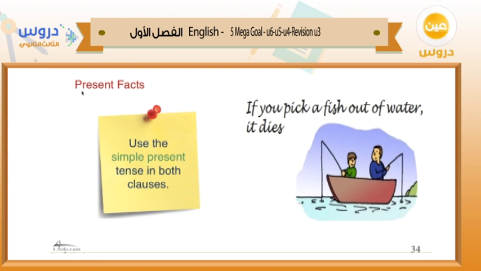First of all, we have present facts. For example, if you pick a fish out of water, it dies. Of course, this is a fact, and the fact here happens in the present. So here we have pick and dies. We have two clauses, the if clause and the result clause, the cause clause and the result clause. So here we have to use the simple present tense in both clauses because the result happens in the present, okay? So if you pick a fish out of water, present, it dies, also present.